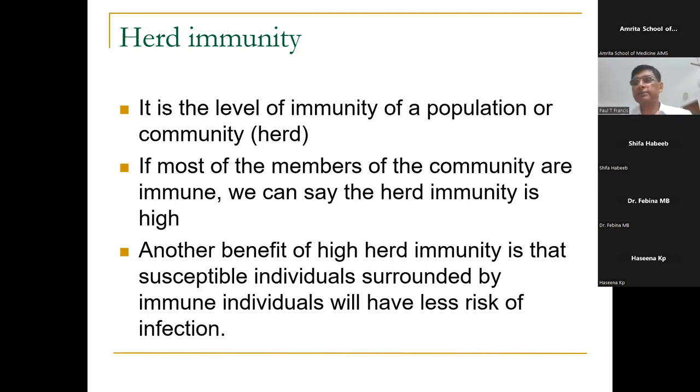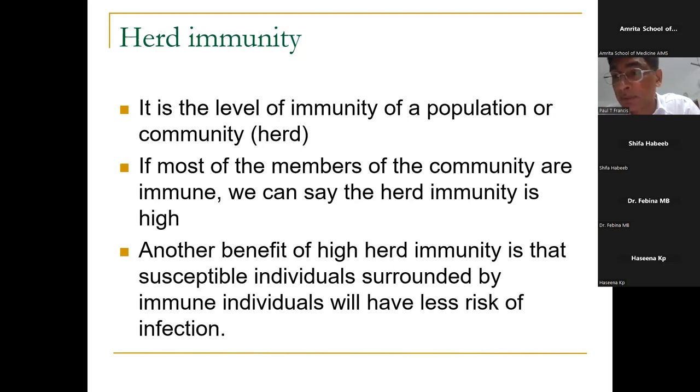So it is not like a VIP surrounded by security guards, so that nobody can harm that person. I don't think it works that way. But by and large, it is said that if you have a very high herd immunity, you can quickly eliminate certain diseases, and you can achieve that by vaccination. And it has not happened so easily.